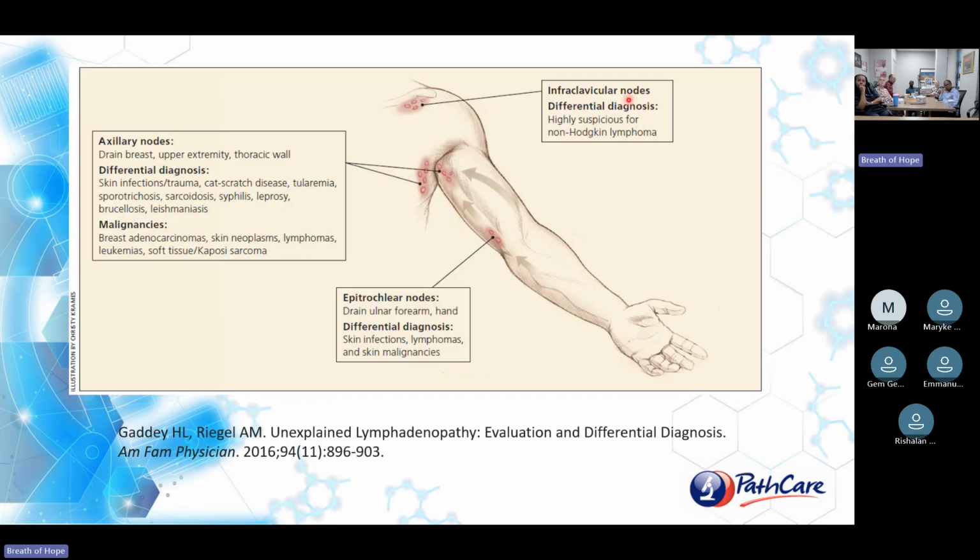The infraclavicular nodes are particularly worrisome if you can feel those nodes. Those tend to swell up with non-Hodgkin lymphoma. There are not many benign causes of infraclavicular lymphadenopathy. Axillary nodes can drain from a number of infective and autoimmune causes. Malignant causes are breast cancer, skin neoplasms, lymphomas, leukemias, and sarcomas. Your epitrochlear nodes can be due to lymphoma, but also can be from skin infection and skin malignancy.